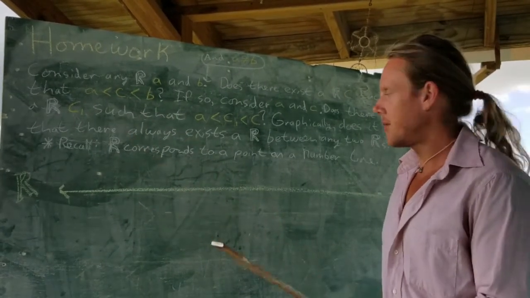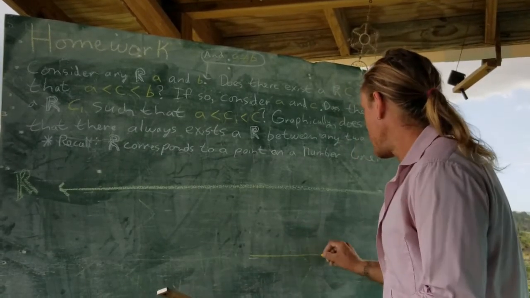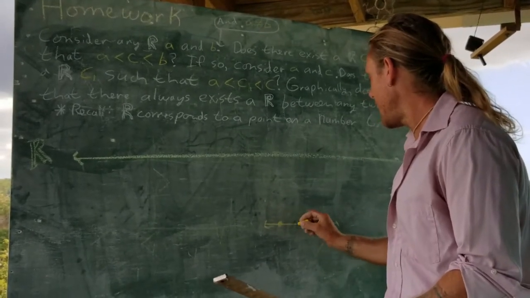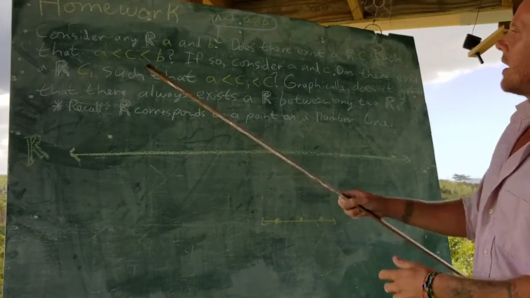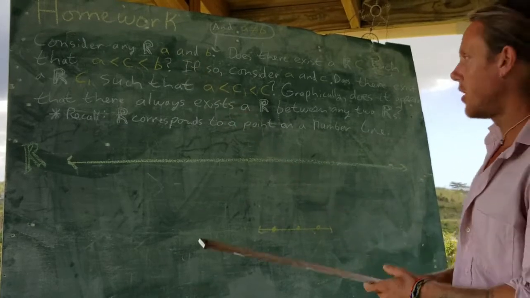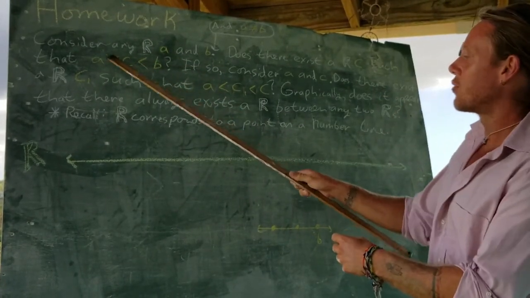So what would that look like? Let's do a little mini example down here. Here we have a number line. We've got two points A, B, and C. A is less than C, and C is less than B. So B is going to be the greatest of all of them. Here's B. C is less than that, but greater than A.